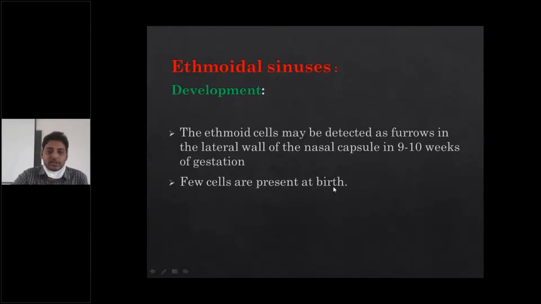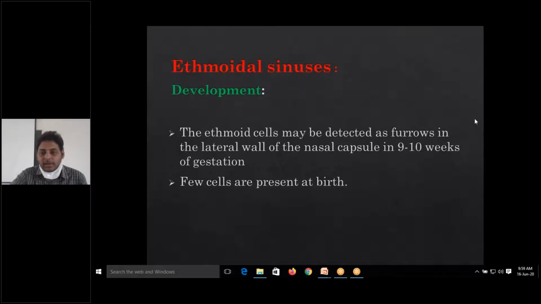Another MCQ which will come is: the sinuses present at birth are the maxillary sinus and ethmoid sinus. This question will come from an MCQ point of view. The sinuses which are present at birth are the maxillary sinus and ethmoid sinus, and the first sinus to start developing is the maxillary sinus. Hope you are clear up to now, at least from the MCQ point of view and some clinical points.